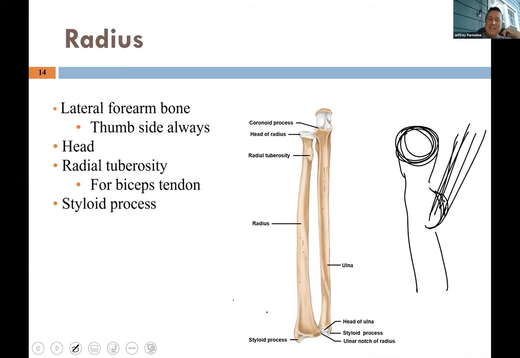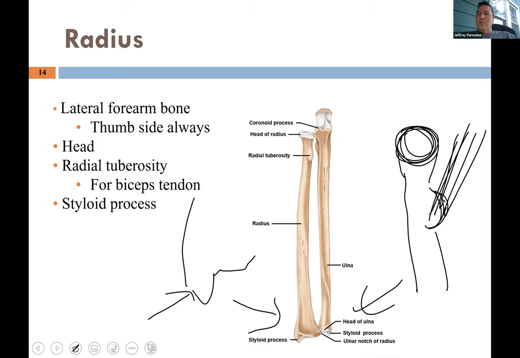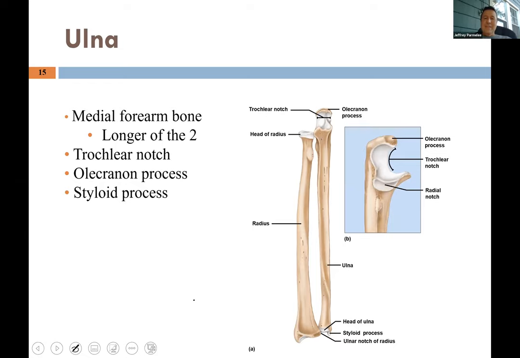And at the distal end of both the radius and ulna, there's a styloid process. So when you have a pointy little process, it's a styloid process, like we had in the temporal bone in the skull. And the ulna is a longer bone. And if you notice, the head of the radius and the head of the ulna are at different ends. The ulna is the stable bone. It's on the pinky side. While the radius is rotating around, the ulna always keeps its position.